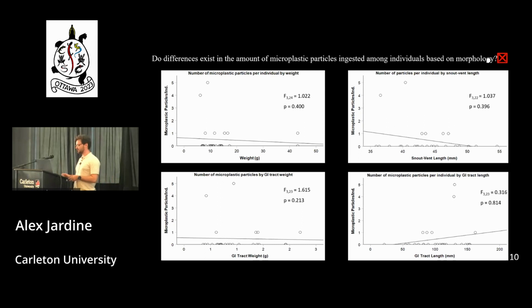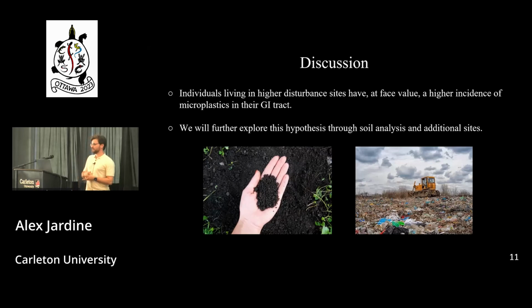So we kind of conclude based on those results that the ingestion of microplastics is more so driven by the environment rather than the morphology of the frog. And individuals living in higher disturbance sites have, at face value at least, a higher incidence of microplastics in their GI tract. And we're further exploring this hypothesis both through quantifying the microplastic concentration in the soils from the sites, as well as adding new study sites to sort of even the playing field between the two groups.